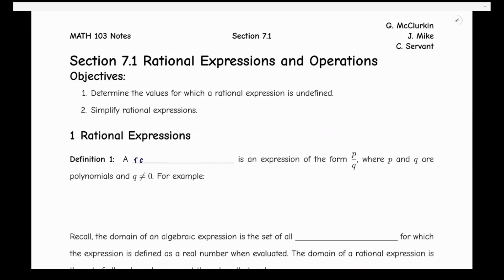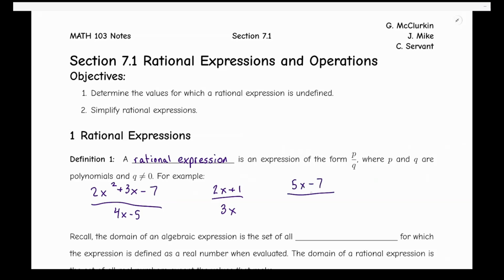A rational expression is an expression of the form p over q, where p and q are polynomials and q is not equal to 0. For example, 2x squared plus 3x minus 7 over 4x minus 5, 2x plus 1 over 3x, 5x minus 7 over x squared plus x plus 1. These are all examples of rational expressions.